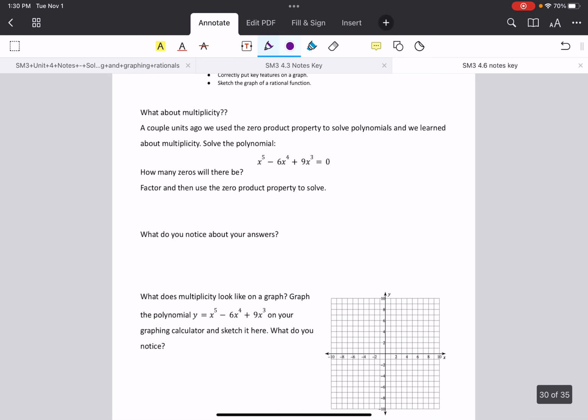So we're going to keep doing what we've been doing, but we're adding multiplicity. But don't get scared about the multiplicity. Be happy, because this is our trick. This is how we're going to find out where our lines go without using the table. So what about multiplicity?